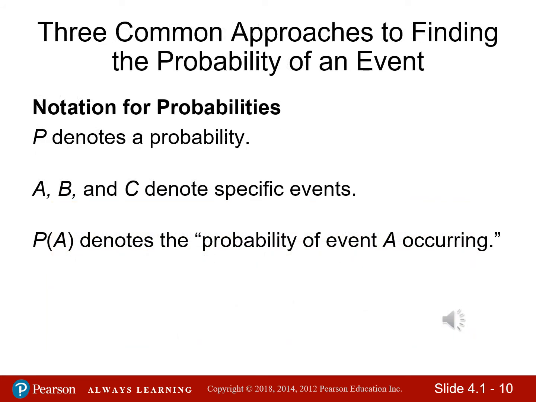Let's review some notation for probabilities. A capital P denotes a probability. A, B, C would denote some specific event. So if we say P, open parentheses, A, close parentheses, this denotes the probability of event A occurring.